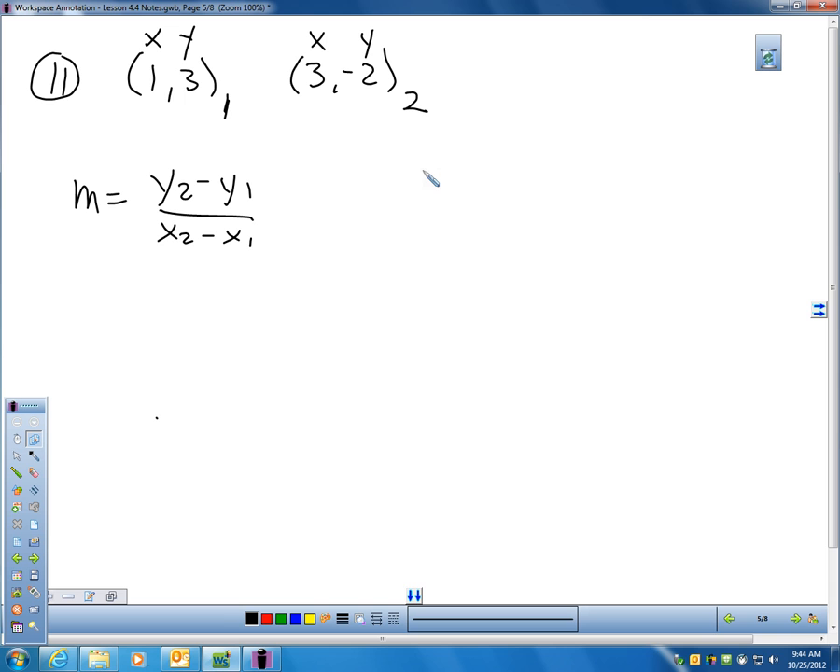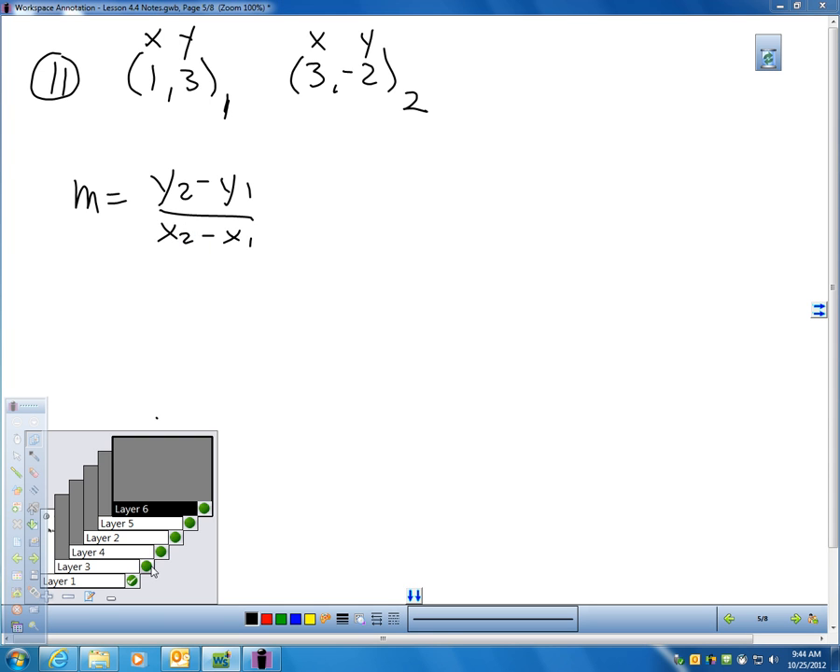Let's do a problem in the book like number 11. It says, find the slope of the line that passes through these points. They gave me the point 1, 3 and the point 3, -2. So I decided to call this point my second point and this one my first one. So x sub 2 is 3. So where I see x sub 2, I got to put a 3. Y sub 2 is -2. Where I see y sub 2, I put in -2. And x sub 1 is 1. So where I see x sub 1, I put a 1. And y sub 1 is 3. Where I see y sub 1, I put a 3.